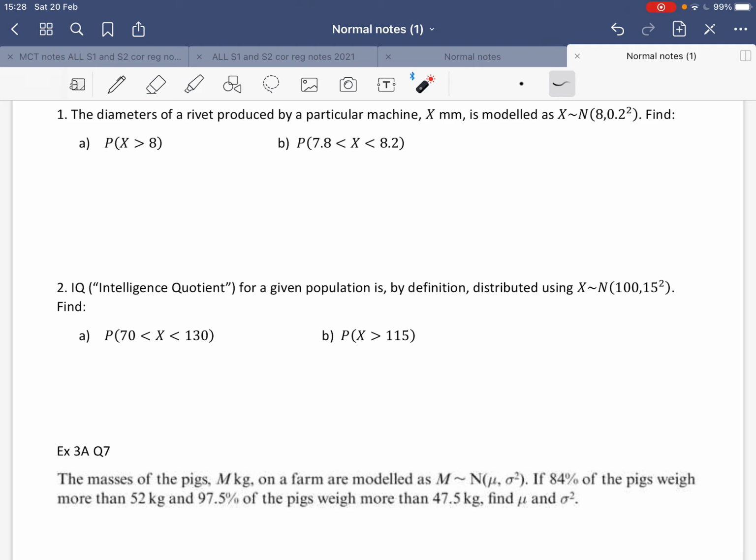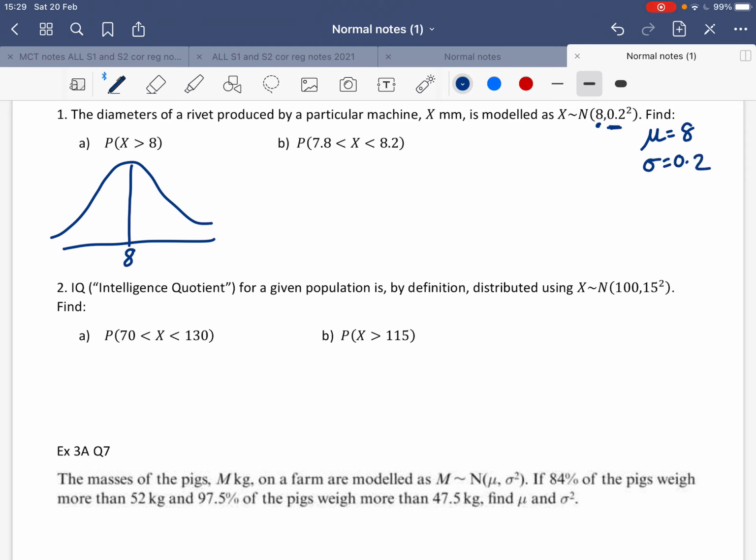So the diameters of a rivet produced by a particular machine is modelled with this. Find the probability that x is greater than 8, and then the probability it lies between 7.8 and 8.2. At the moment, we're not going to need our calculator for this. So we take a diagram, doesn't matter how rough it is. Now this has got mean 8, so that's going to be that value there. And the standard deviation is 0.2. Well, you can write those down if you want to.